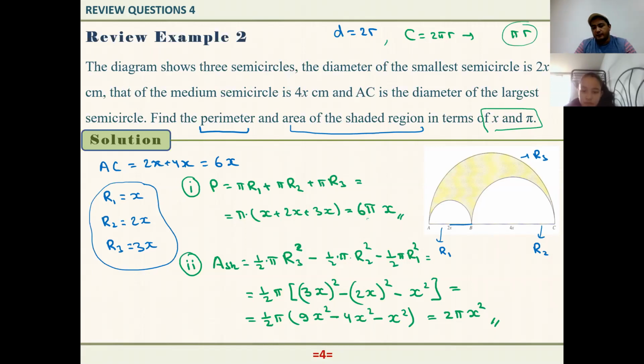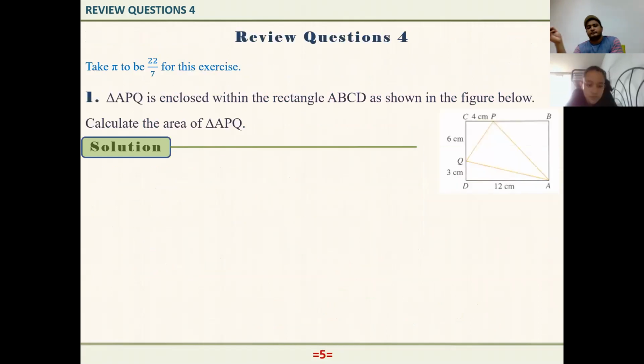Now, Shaheen, the next question is for you. I will give you 1 minute. You have to solve it in 1 minute. I got it. All right. That is the first question. Read the question. Triangle APQ is enclosed within the rectangle ABCD. As shown in the figure below, calculate the area of triangle APQ. Okay. Can you do that? I think so. Now, first, tell me the idea. Think first. I'll give you a few seconds. Tell me, how can you find the area of triangle APQ?